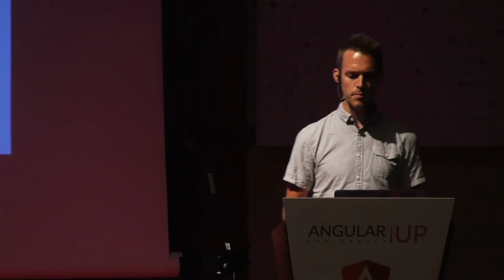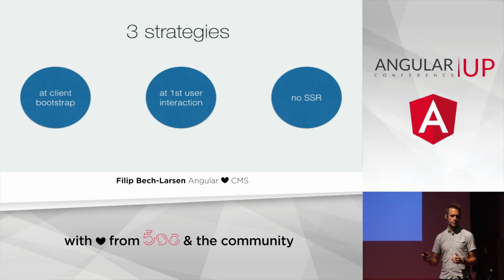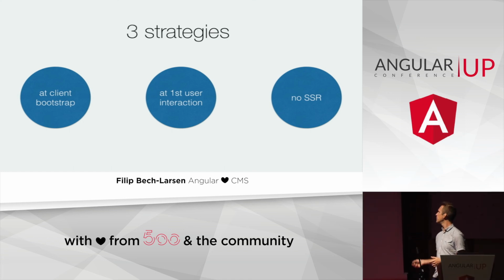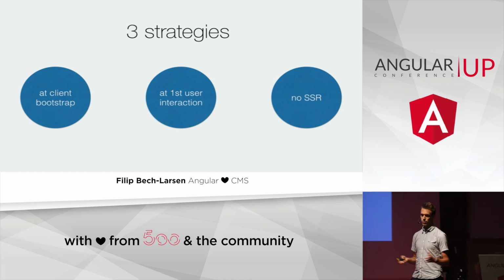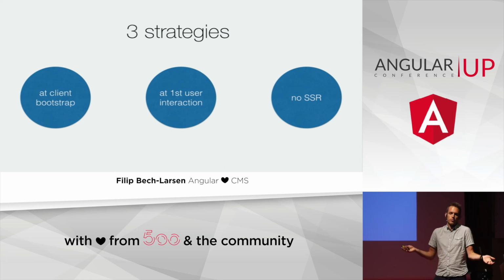But how do we tell Angular to server-side render some parts of our application and not all of them, and how should we really think about this? I thought there are really three strategies for personalization. Sometimes we could just do it when the client bootstraps. You show the list of products that are generic and for all, which would mean that Google and Facebook would just get the unpersonalized version.